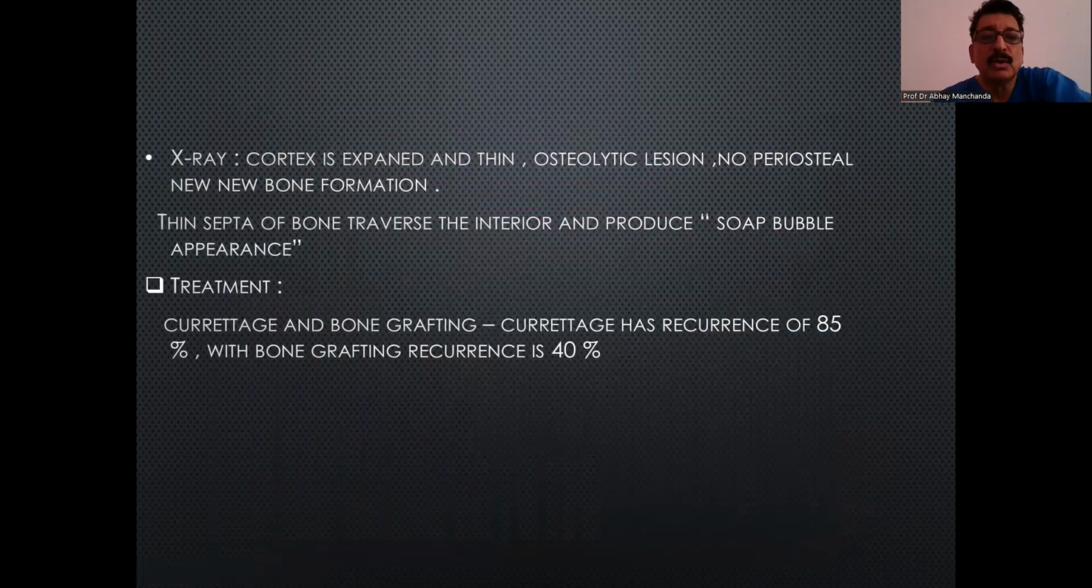X-ray may show cortex is expanded and thin, osteolytic lesion, here basically no periosteal new bone formation can be seen. Remember, it is a benign tumor which has no periosteal reaction. Thin septal bone traverses the lesion and produces soap bubble appearance.